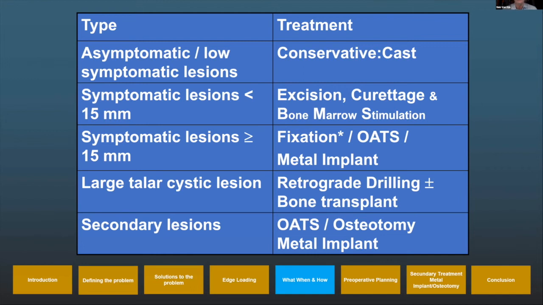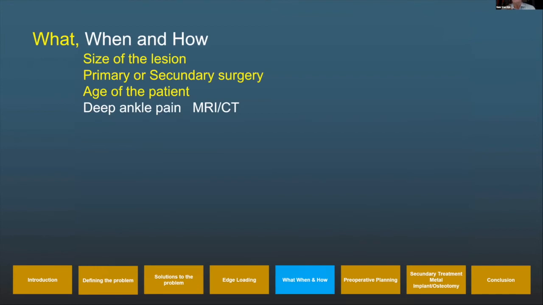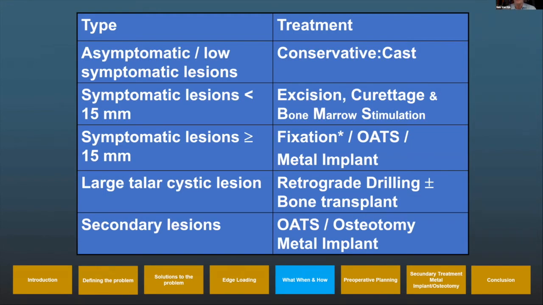And Federico specifically asked me to talk about the metal implant. But first, what should we do? And this is my treatment algorithm. So this is what we do.